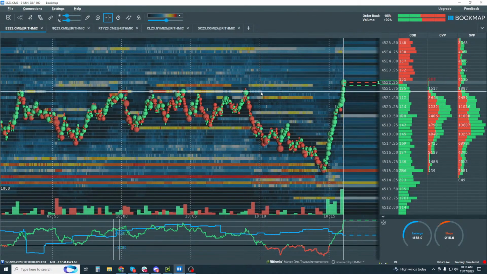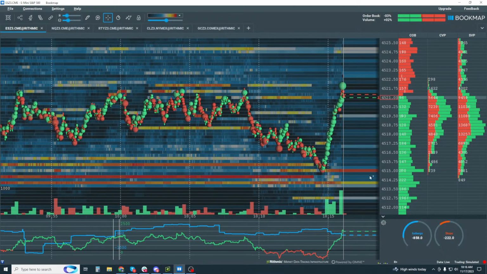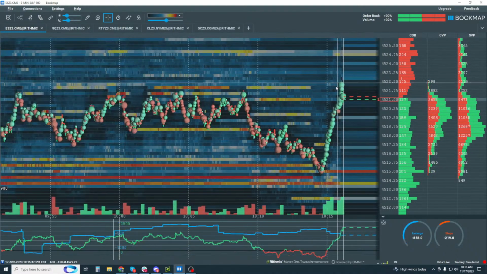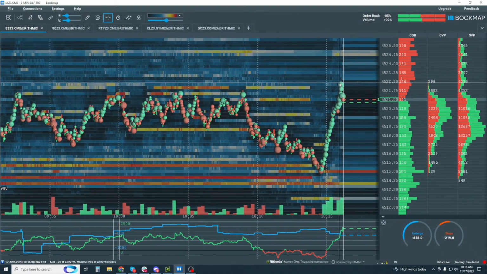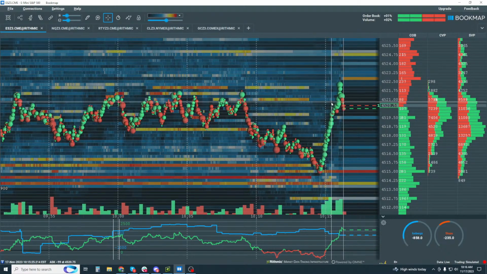Okay, up to the top of the range and then some. All right, well, that should be enough. Yeah, I would look for a pullback at this point here. That's a pretty strong move, and that's good. We want to see that.